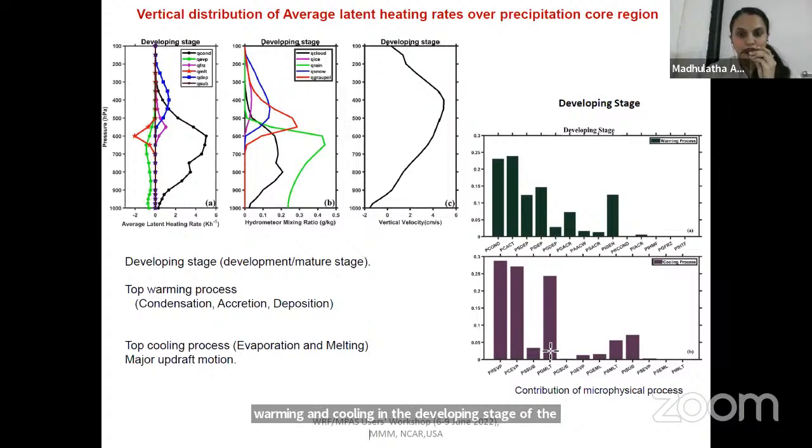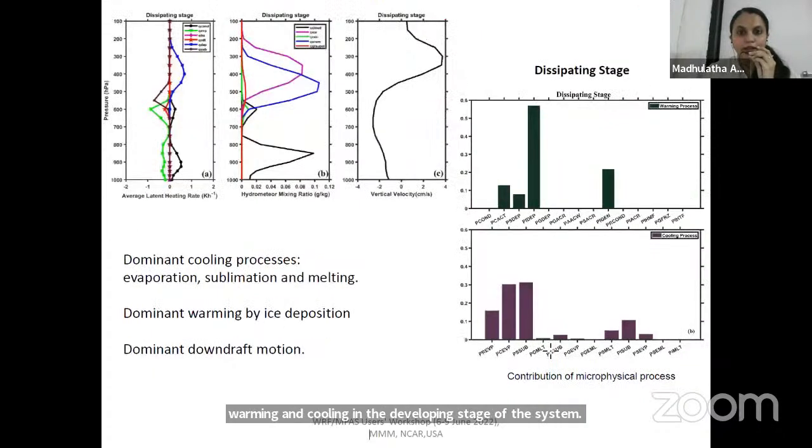So if I go to the next slide. Yeah, in the dissipating stage, in the same way, you can see the cooling is dominant because it's already in the dissipating stage.